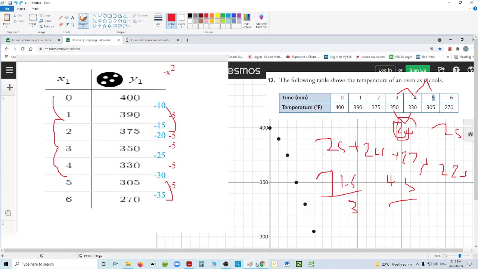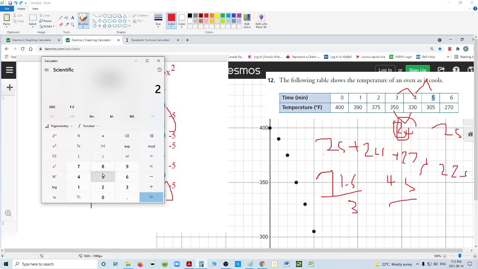By the way, did I get the right average? I had a difference of 25. Oh, that was a difference of 20, a difference of 25. There we go. I have a difference of 20 plus a difference of 25 plus a difference of 22.5, all divided by 3.